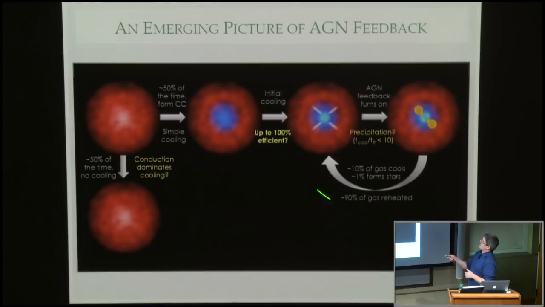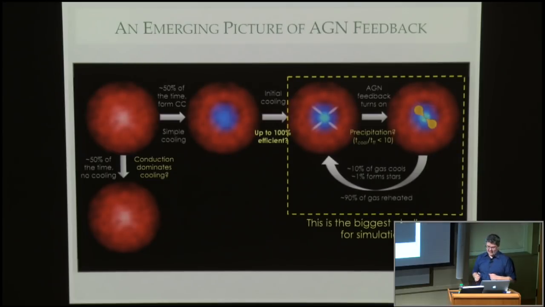So the idea is that you go into this cycle that might be governed by some sort of thermal instability, but during every cycle, roughly 90% of the gas is reheated, and about 10% of the gas that isn't reheated ultimately makes it down into stars, because star formation is inefficient just in general. And so 1% of the gas actually makes it into new stars, and that's what we observe.